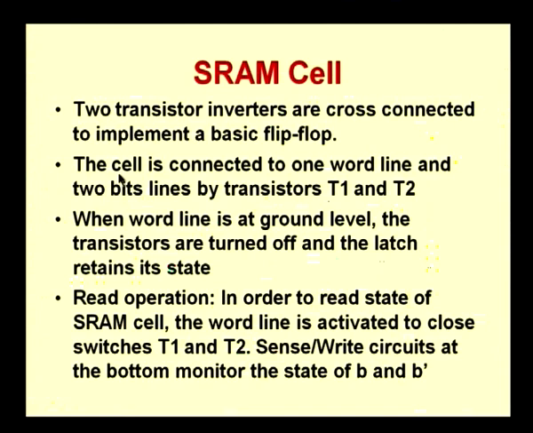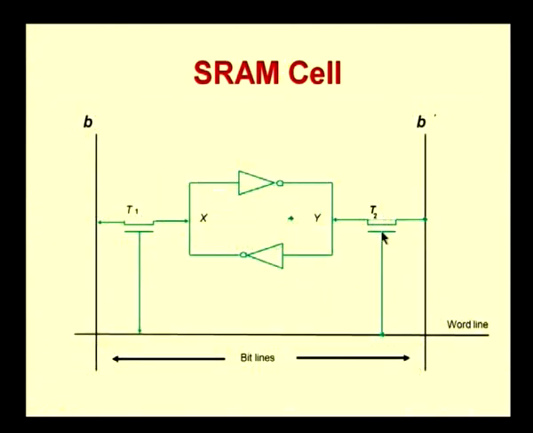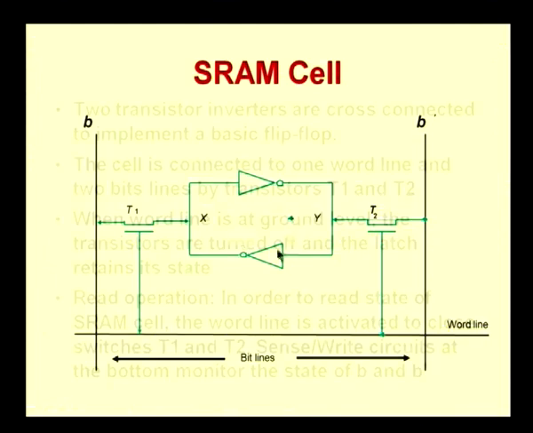As you can see, the cell that we have is connected to a word line and to two bit lines by the two transistors T1 and T2, and the word line is at ground level. The transistors are turned off and the latch retains its state. You can see that the word line is connected to the gate of the transistors; when it is at ground level, these two transistors are turned off, and so whatever data is here is stored inside this flip flop, the simple circuit which can store that information.